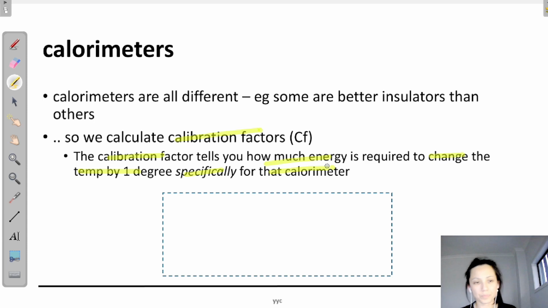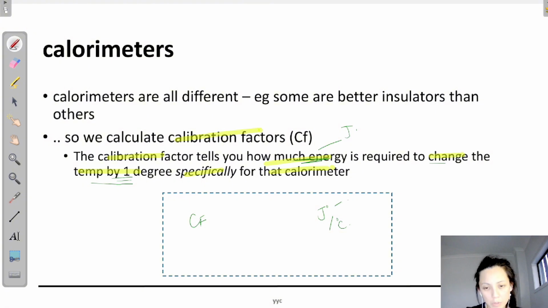The reason why I left this empty box is I want you to help me generate the formula for this. We're saying that the calibration factor is about how much energy is required to change the temperature by 1 degree. In this sense, the energy required is going to be measured in joules. If we have those units, we can think about what they mean and how we use that to generate a mathematical explanation for it.